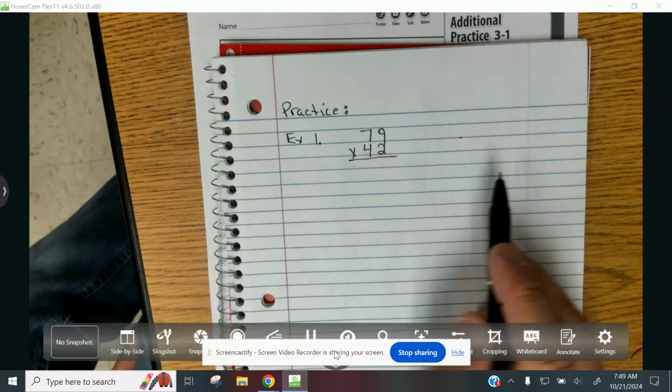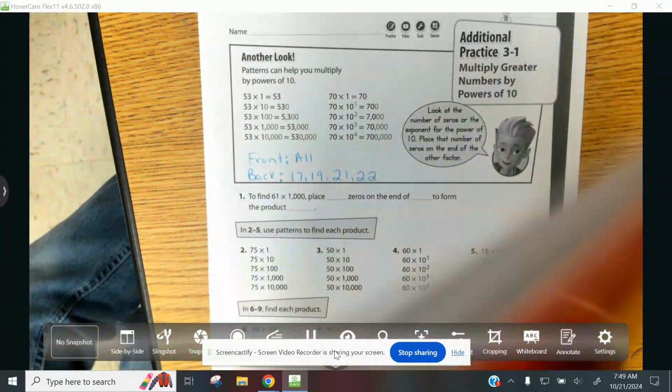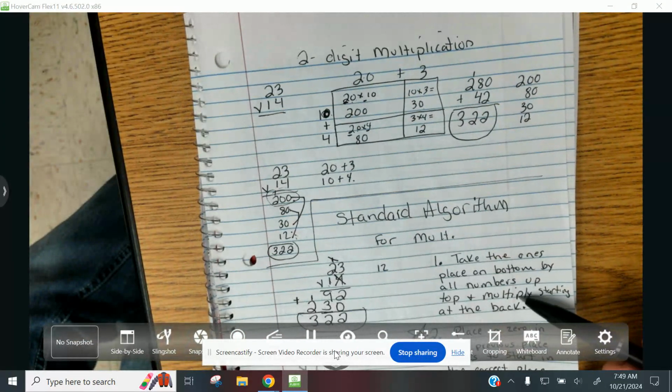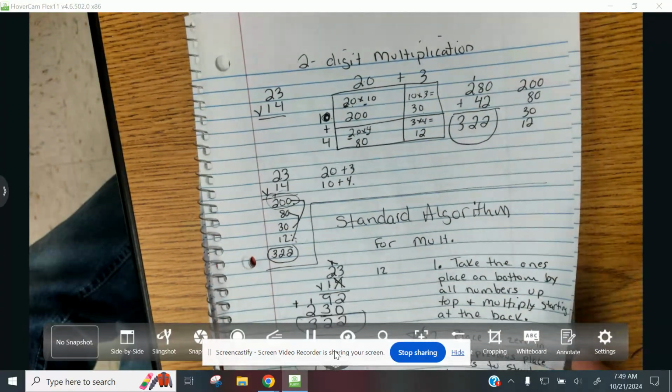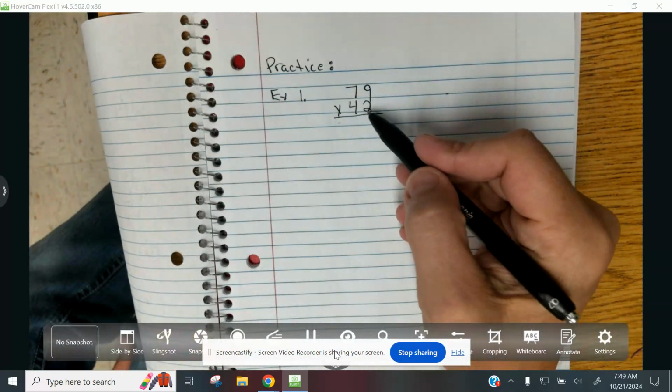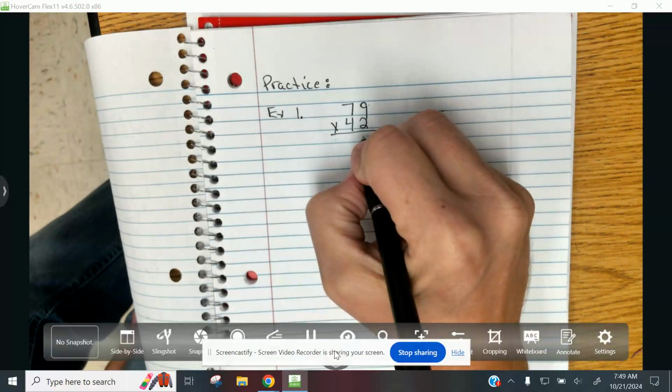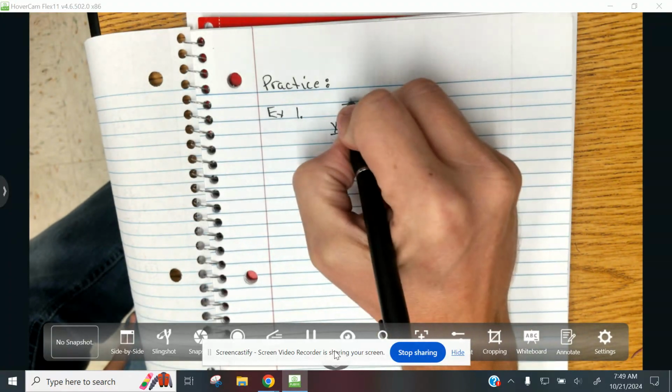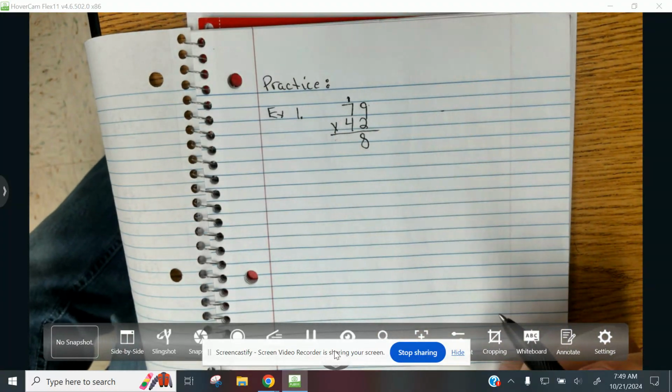How do we start this? Well, following our rules, and again, if you need your rules out, get them. Take the ones on bottom by all numbers up top. Right here, 2 times 9 is 18. So we put the 8 down. We regroup our 1 because he's the 10 of the 18.